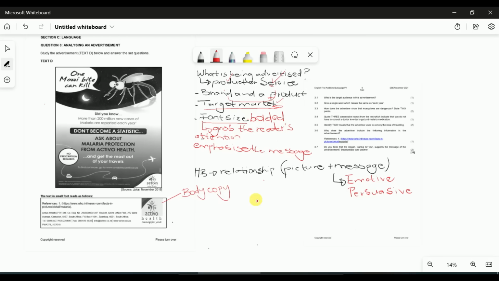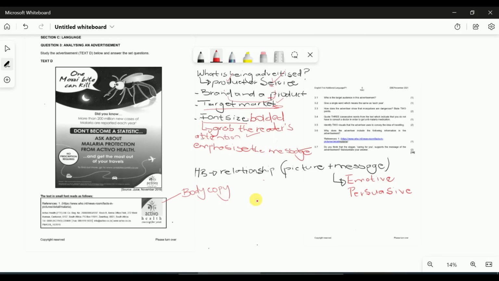Now, if the letters are bolded in capital letters, the first thing is to grab the reader's attention. The second one is to emphasize the message. Because remember what I've said, that at the end of the day, what is important is that you need to go and buy that or use that particular service. So the only way that you can do that, advertisers will sit and brainstorm and come up with these techniques in order to grab your readers' attention.